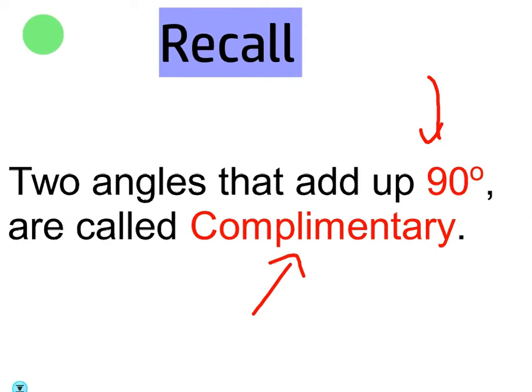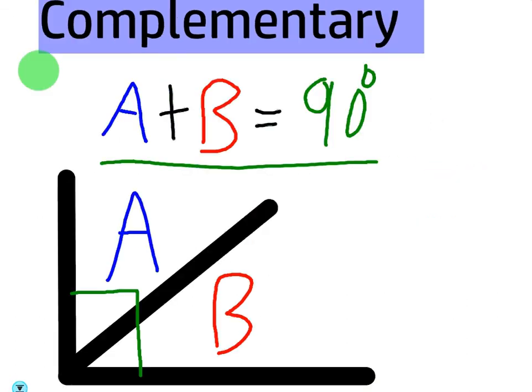Okay, and this is just a recall of the definition. Complementary means both angles add up to 90 degrees. Simple. Okay, so here's a diagram that gives us an idea of what two complementary angles look like.